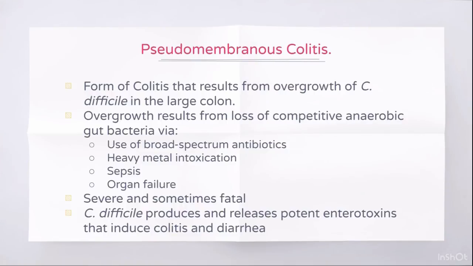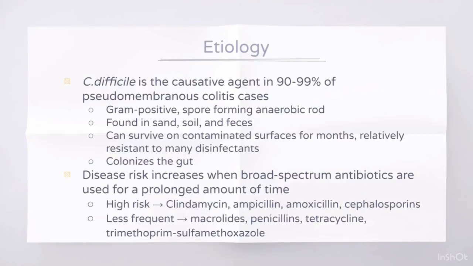Clostridium difficile produces and releases potent enterotoxins that induce colitis and diarrhea. The etiology is Clostridium difficile in 90 to 99% of pseudomembranous colitis cases. This bacteria is a gram-positive spore-forming anaerobic rod. It is found in sand, soil, and feces. It could survive on contaminated surfaces for months and is relatively resistant to many disinfectants, and it colonizes in the gut. Disease risk increases when broad-spectrum antibiotics are used for a prolonged amount of time.